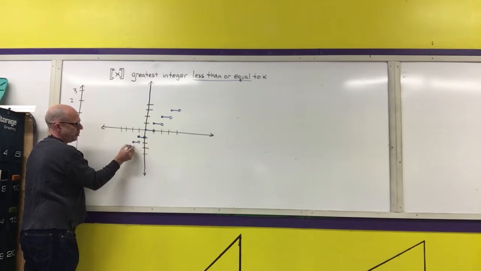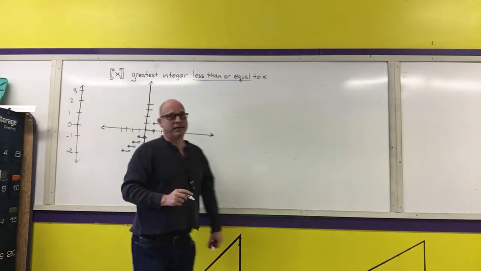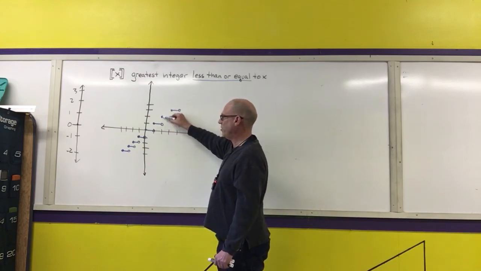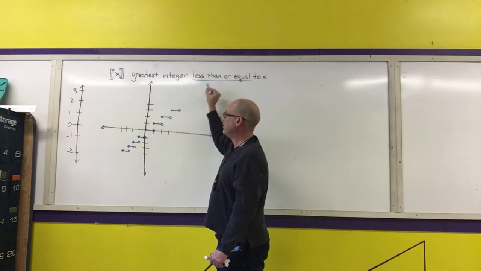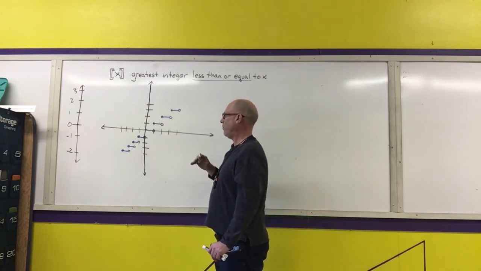And this repeating pattern is what the graph of our greatest integer or our floor function looks like. Note that when x is 2, the y value is 2. When x is 1.5, the y value is 1. So this meets the definition of our greatest integer or our floor function.